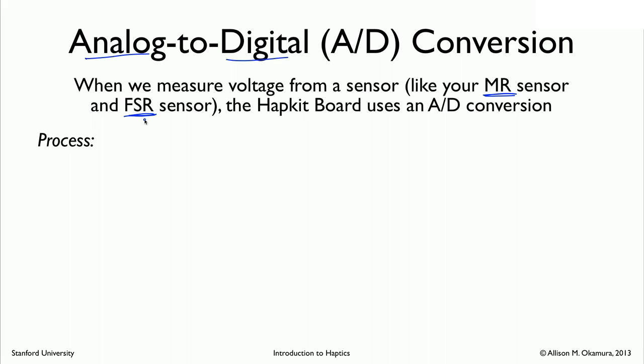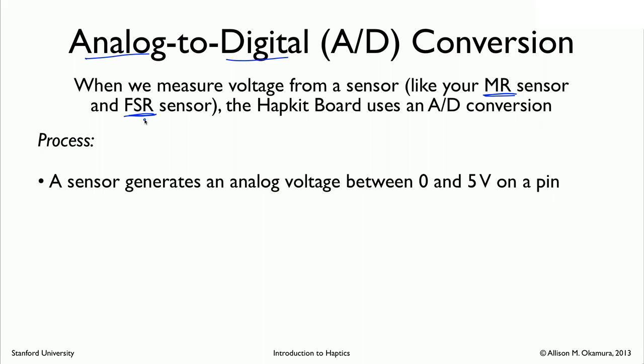So let's go through the process for that conversion that you need to understand so you know how to interpret the information that functions read on your HapKit board. So the first step is that the sensor generates an analog voltage on some pin. So it could be pin 13 like we played with before, or it could be some other pin. In fact, it should be not pin 13 because that's one of the digital pins, but it should be one of the specialized analog pins on your HapKit board or your Arduino board.